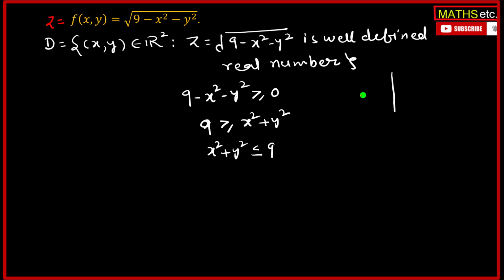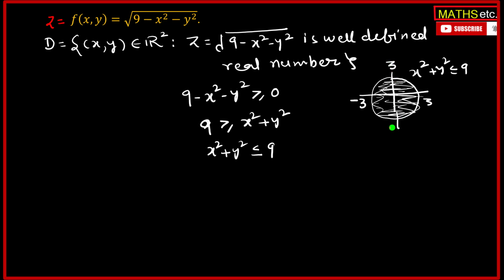So if we plot it here in the xy plane, this will be a circle, right? And this shaded region, including the boundary, shows x squared plus y squared is less than or equal to 9. Or we can say x takes values from minus 3 to 3, and y takes values from minus 3 to 3.